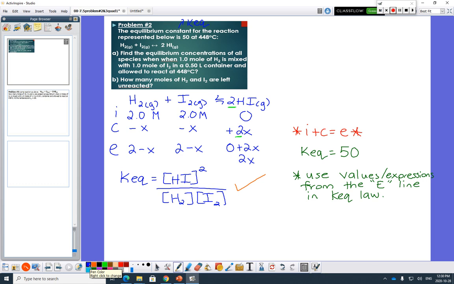We don't know what it is at equilibrium. That's the whole point. That's what A says: find the equilibrium concentrations. So we have 50. We have 2x squared. And then in the bottom, we have 2 minus x and 2 minus x.